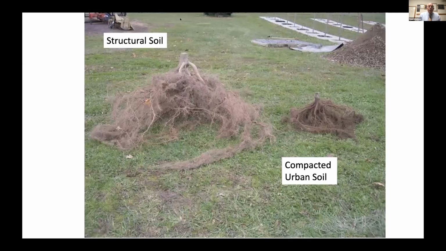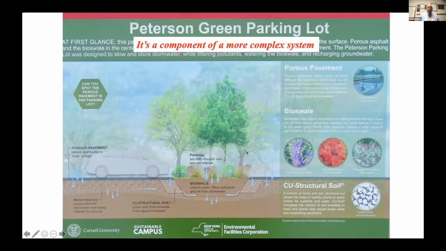Here are just a couple examples of rooting systems. On the right here, this is a tree that was grown in a compacted urban soil. Both of these tree systems were planted at the same time. On the left, this is growing in a structural soil. So you've got much more root mass development, both in terms of depth and horizontal distribution in the structural soil.